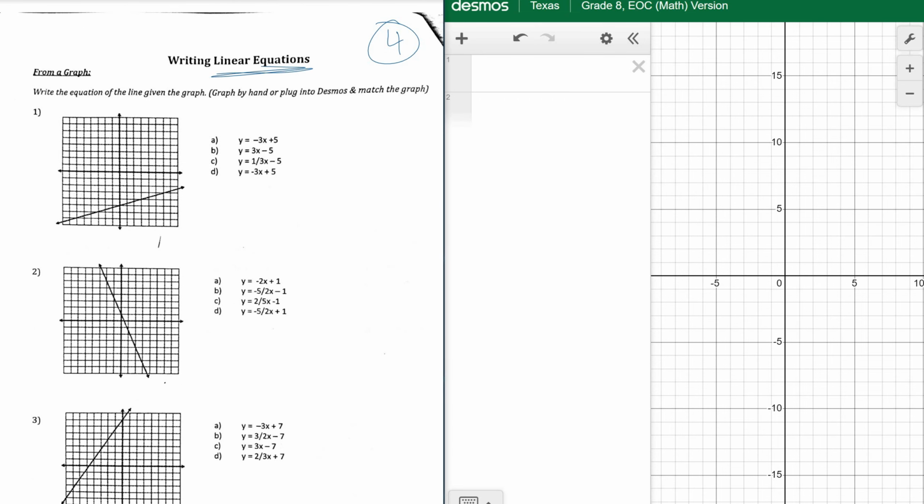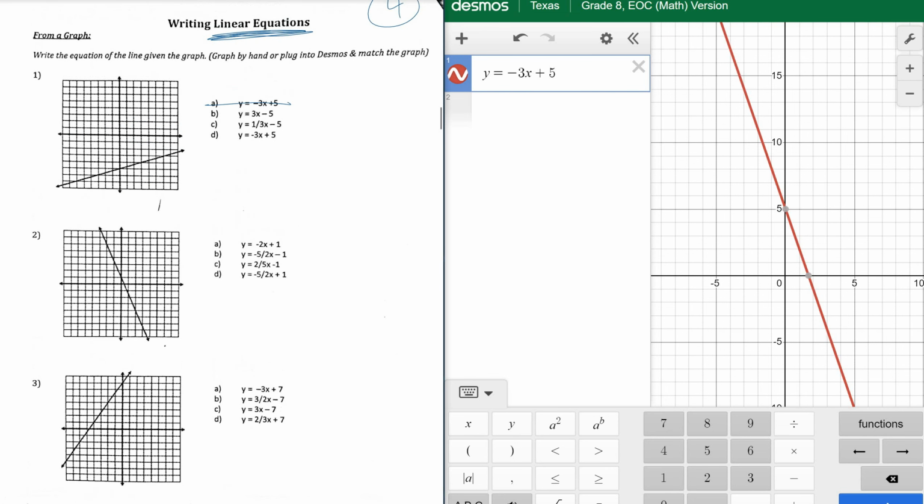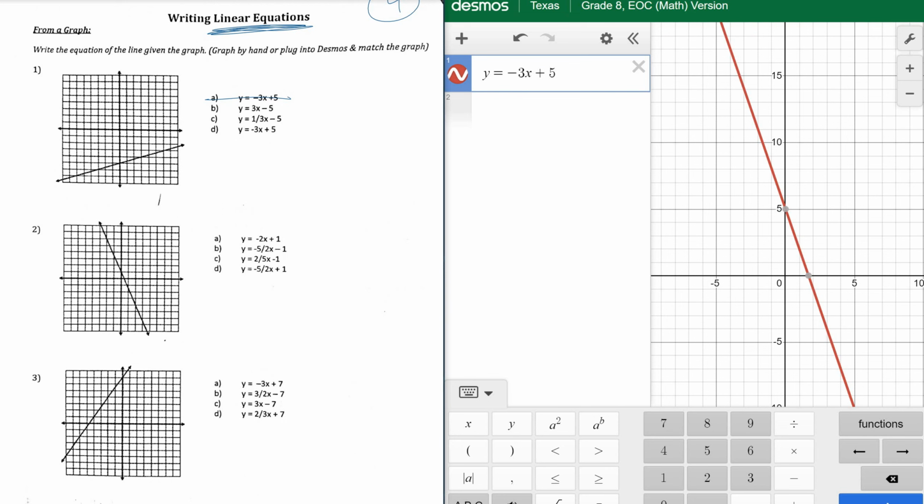All right, we're doing linear equations. When we have multiple choice answers, that's the easiest way. You have a graph, you have multiple choice. What do you need to do? Put it in Desmos. So you're just going to graph them in Desmos. Y equals negative 3x plus 5. And you see that does not look like what we just graphed, so it's not A. So that's how you can do this whole page. Very simple. Put it in Desmos. You have multiple choice answers.